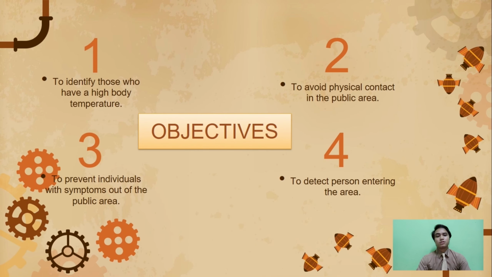So I will be explaining about the objectives for our project. Firstly, to identify those who have a high body temperature in a specific place or an area. Secondly, to avoid physical contact in the public area. Thirdly, to keep individuals with symptoms out of the public or crowded area, so we can reduce and prevent other people from getting infected by this virus. And lastly, to detect the person entering the area or a specific place.